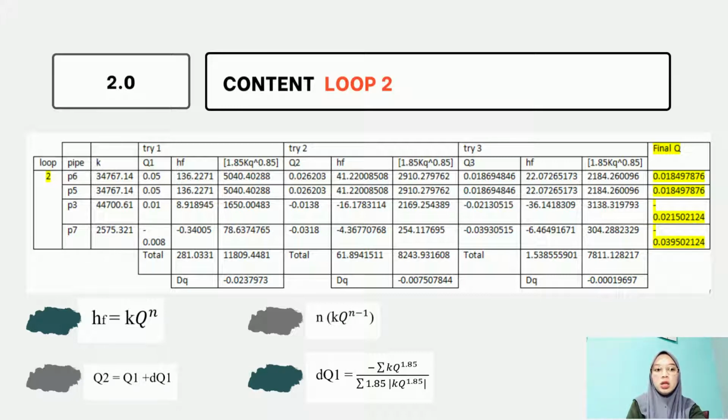For try 2, DQ is negative 0.0075. For try 3, the answer of the DQ calculation is negative 0.000197. So the final pipe 6 is 0.018, pipe 5 is 0.018, pipe 3 is negative 0.022, and the last, pipe 7, is negative 0.040. This is the calculation of loop 2.